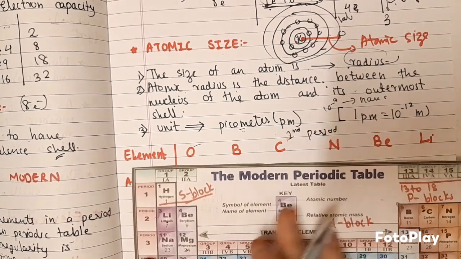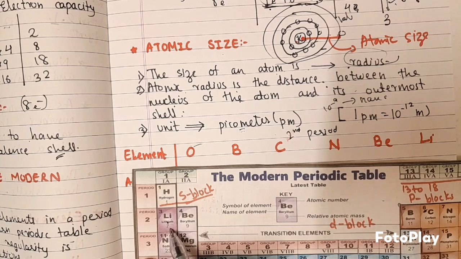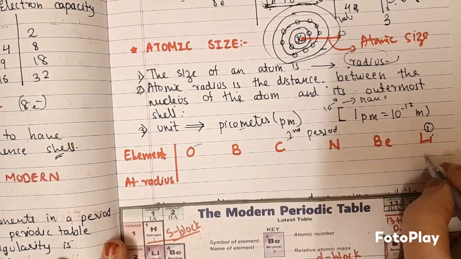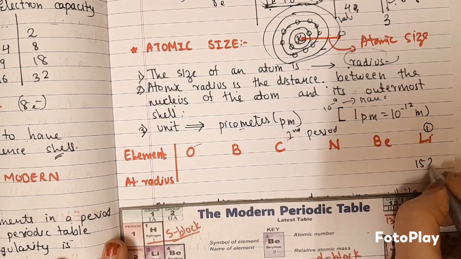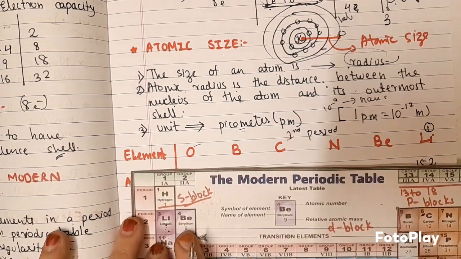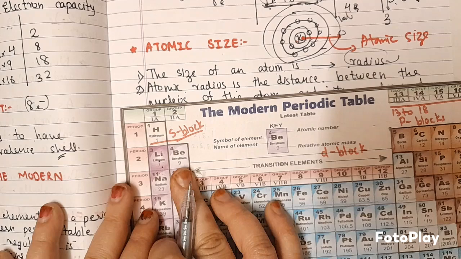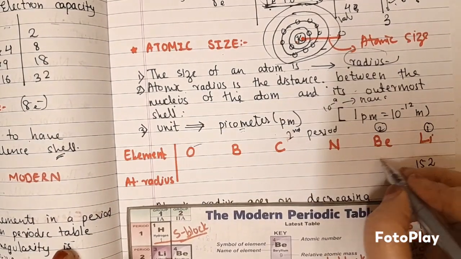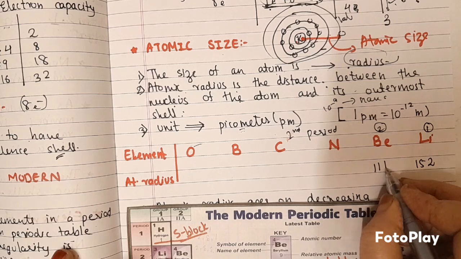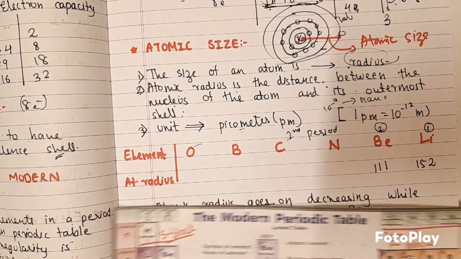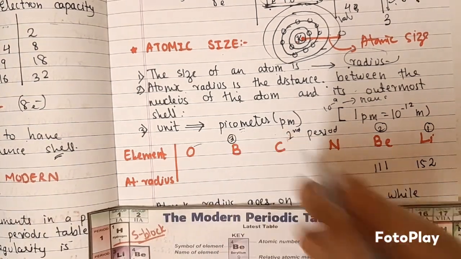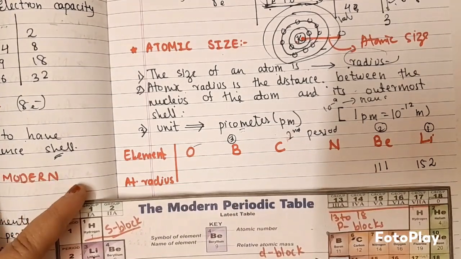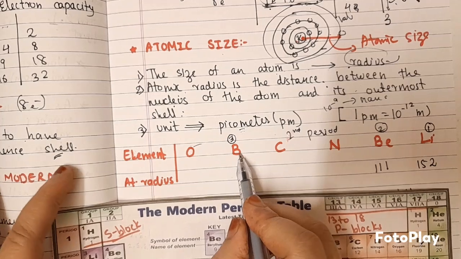In the second period, the first element is lithium, whose atomic radius is 152 picometer. The second element of the second period is beryllium, whose atomic radius is 111 picometer. After beryllium we have boron. Sorry, the elements I wrote were unscrambled. So the third element is boron.